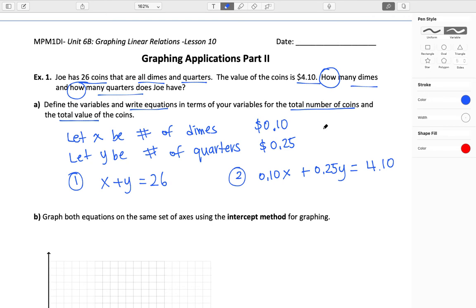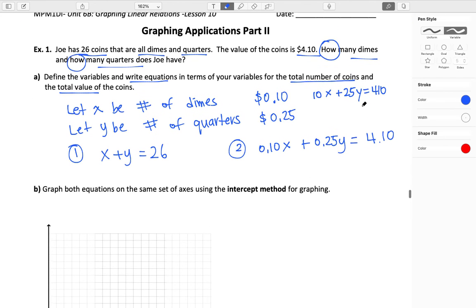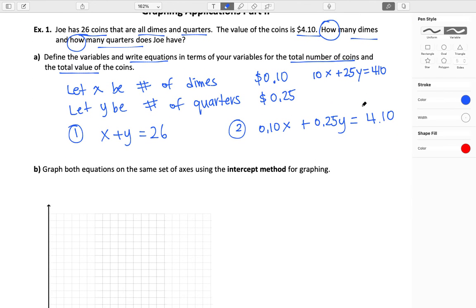So I did it in dollar sign, but if you want to do it in cents, then you could do 10x plus 25y equals 410 cents as well. You could do this. Okay? Whichever is comfortable, you can do one or the other. Just be consistent. So now that we have the two equations, we can graph the equations using the intercept method.